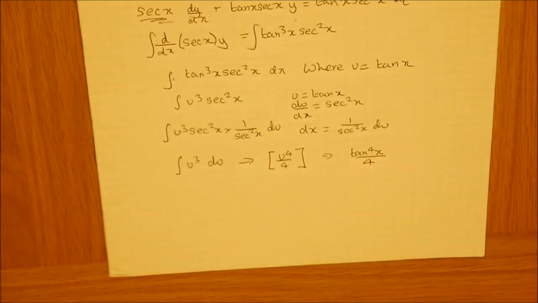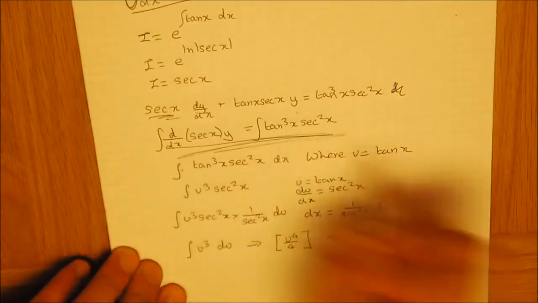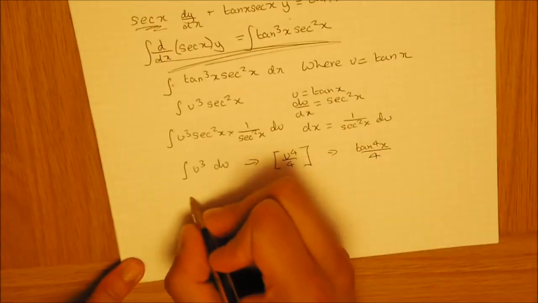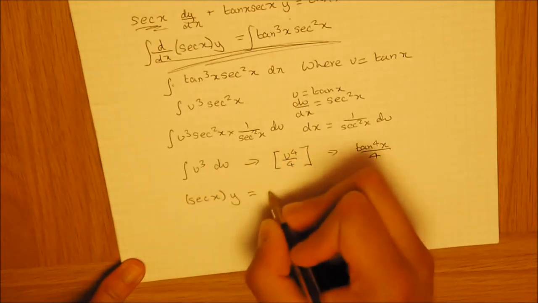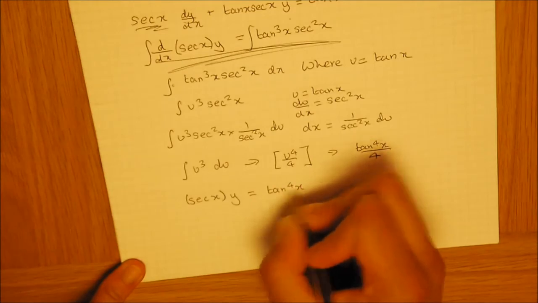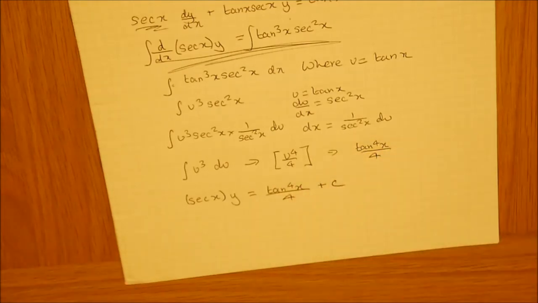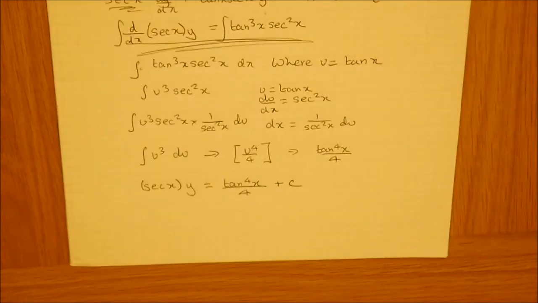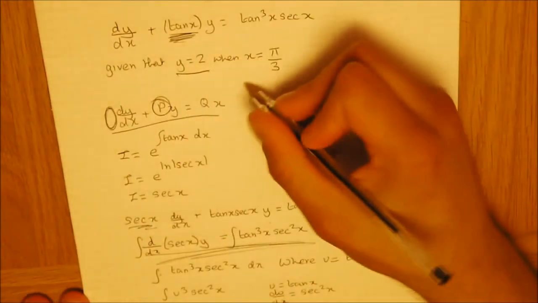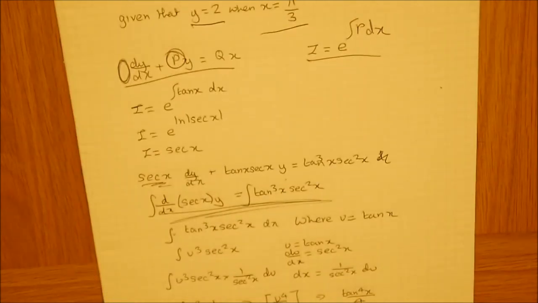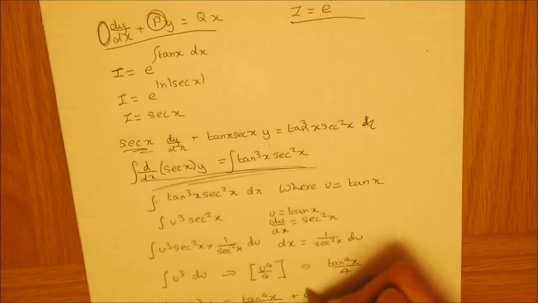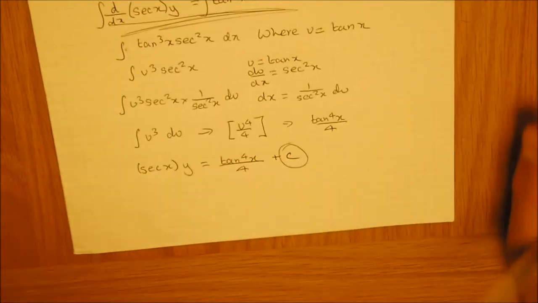This is very important because it means that now we can properly integrate that function, which means that all we have is sec x y equals tan to the 4 x over 4 plus c. Now then, that will get us probably about 7 out of 10 marks, 7 out of 9 marks. The important bit of this is actually this bit, given that y equals 2 when x is pi over 3. This is really quite important because it actually tells you what your c is going to be, because you can't forget about c when you're integrating.